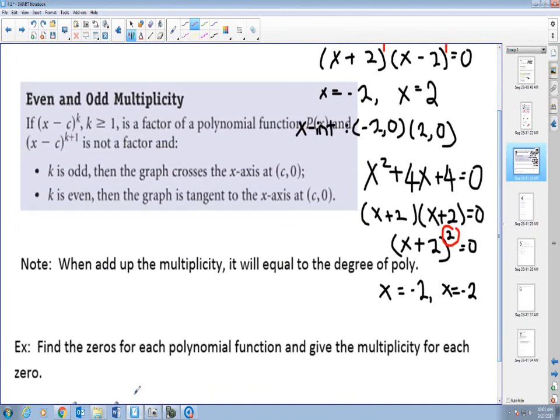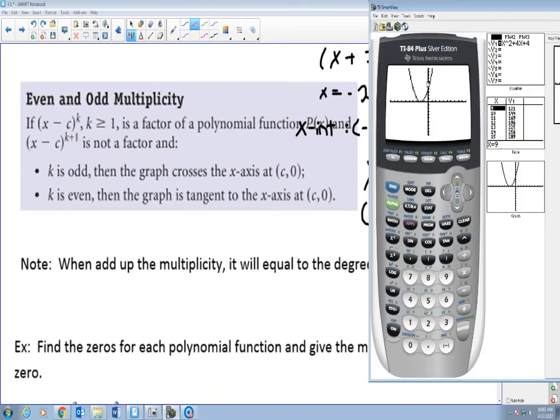Okay, so by the leading term test, positive leading coefficient, exponent is even. So once I see that this side goes up, it will never curve back towards the x-axis. The other side will also go up, as x goes to infinity or negative infinity.